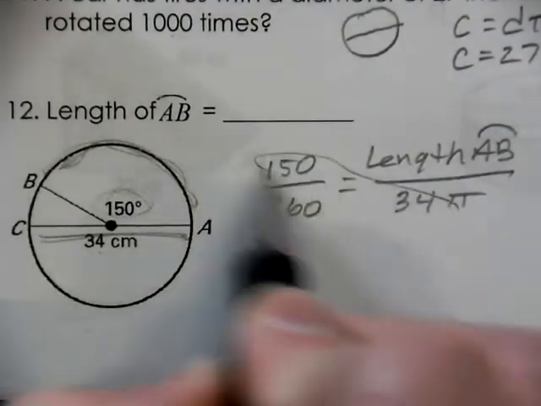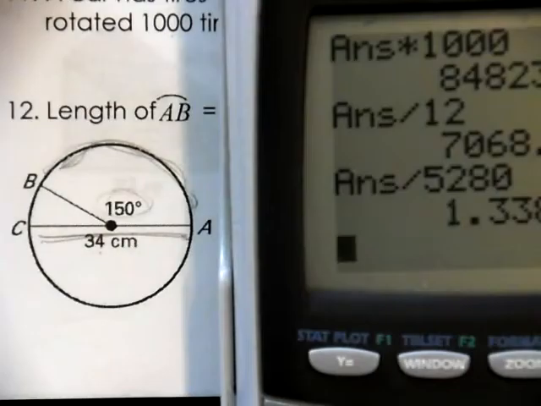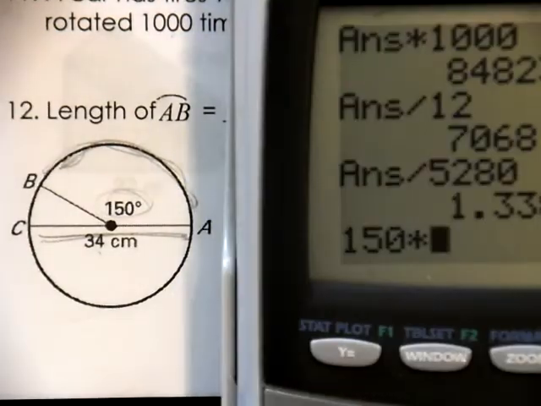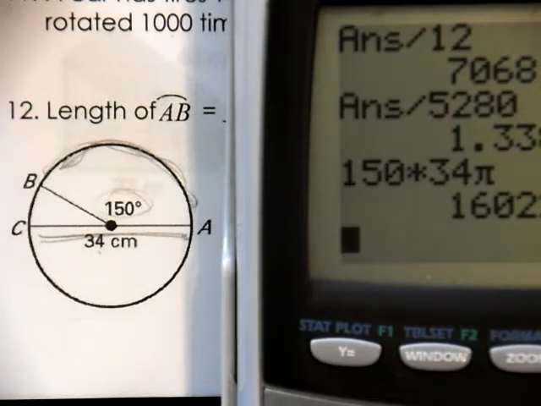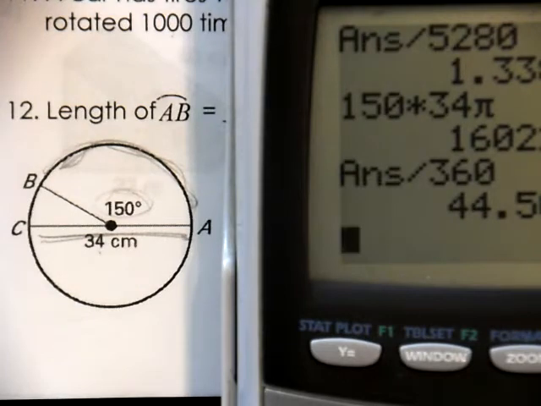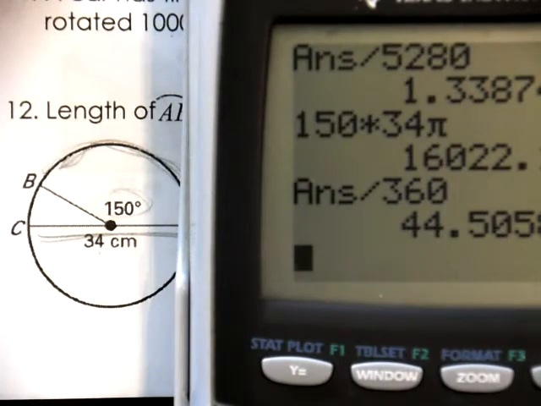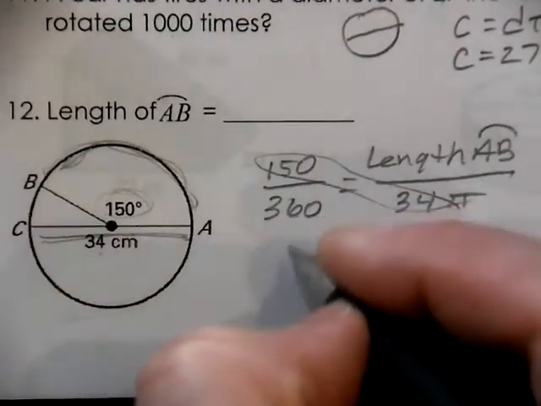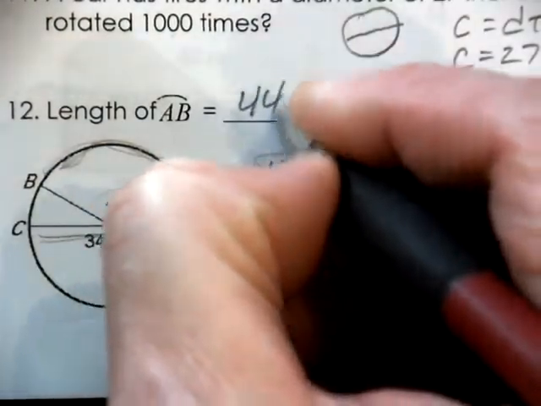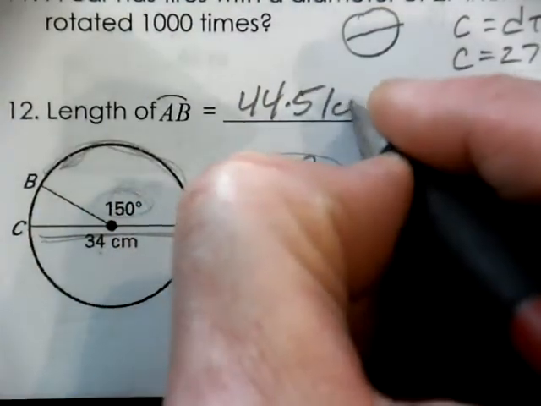Alright, so we're going to cross multiply. We'll leave the 360 down here. So it's 150 times 34 pi divided by 360. 44.51. Those are centimeters.